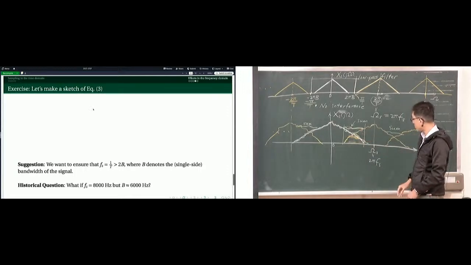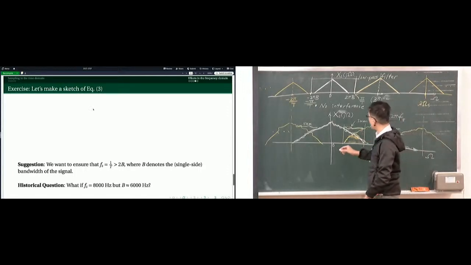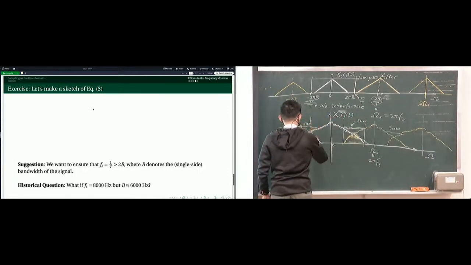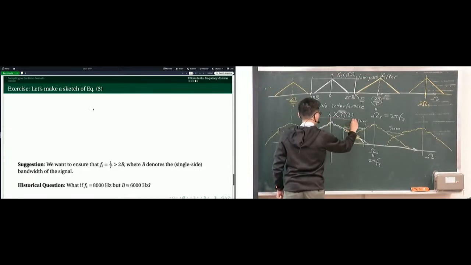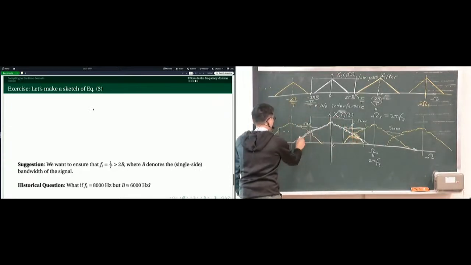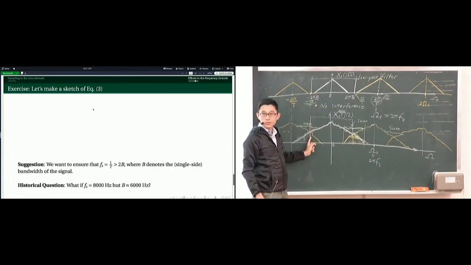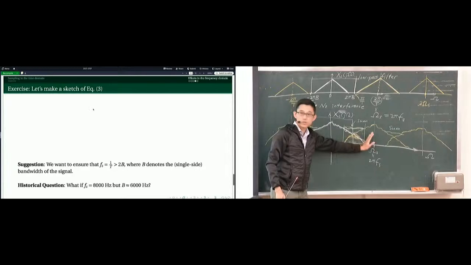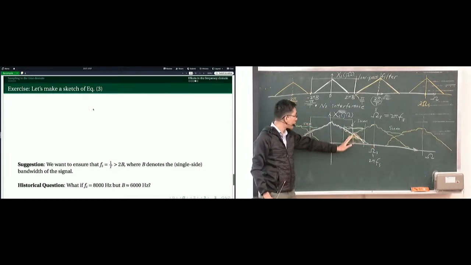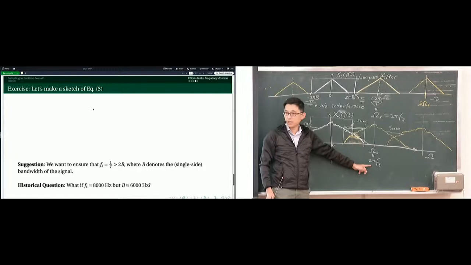So the best we can do is to apply a filter, perhaps right here, but then you lose this part. Now, if you apply the same filter, you will lose this part. You lose everything that is higher than half of the sampling rate. They are permanently lost.